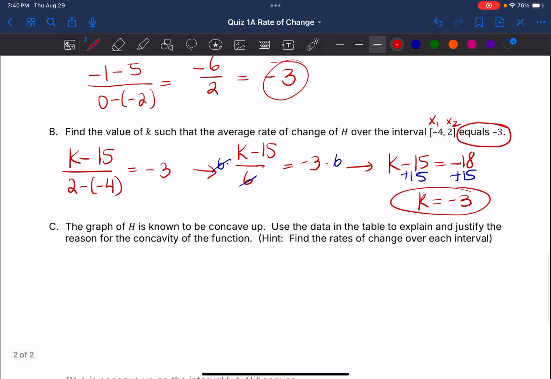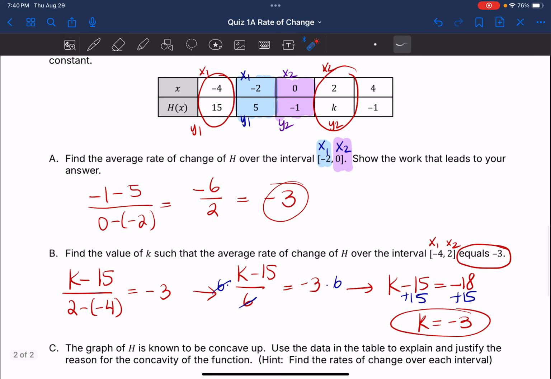Okay, now the last part, part C. The graph of h is known to be concave up. So they're already telling you, heads up, it's concave up. Use the data in the table to explain and justify the reason for the concavity. So they're telling you, we know it's concave up, but now can you give me the reason that it's concave up? And I gave you the hint, find the rates of change over each interval.